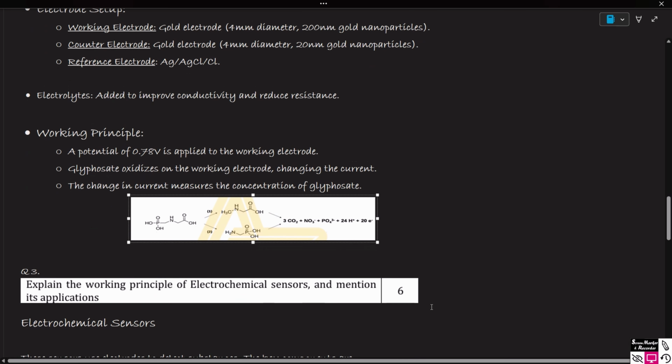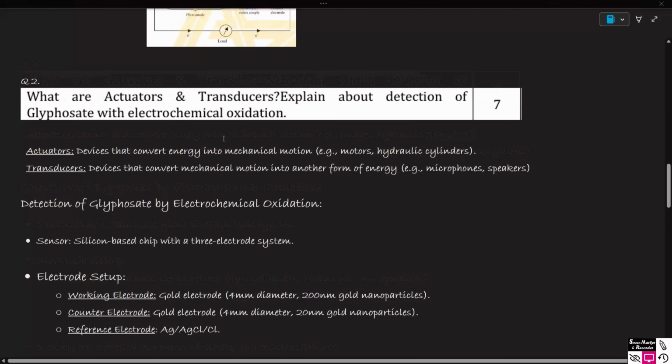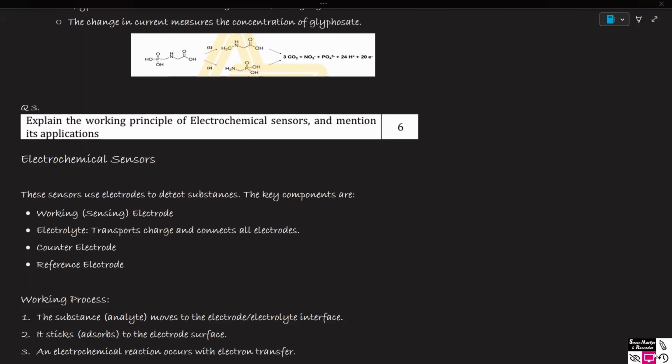Okay. So moving to the next question. It is: explain the working principle of electrochemical sensor and its application. This is the same that we have discussed here, electrochemical oxidation. Here also we are using these 3 sensor electrodes. Okay, here electrochemical sensor. These sensors use electrodes to detect substances. The key components are working electrode, electrolyte to increase the conductivity, counter electrode, and reference electrode. And you can also write the composition like we have written. Working electrode and counter electrode use gold, and reference electrode uses silver.